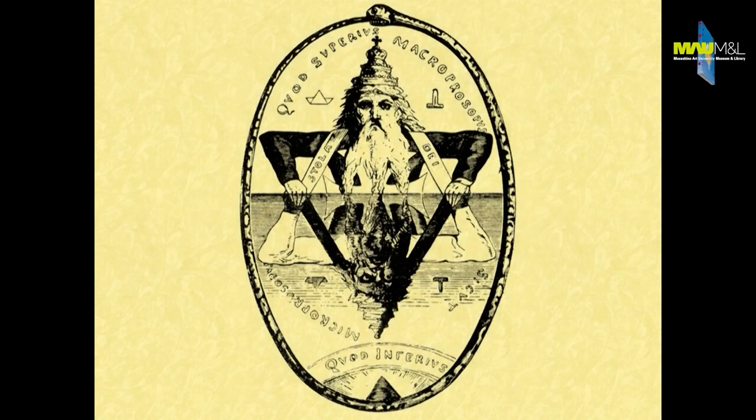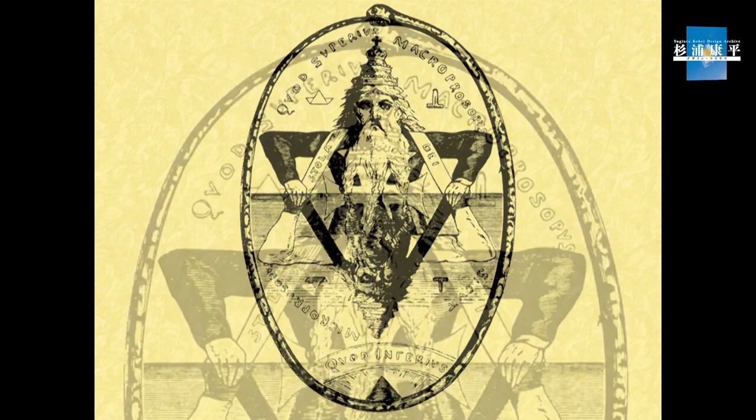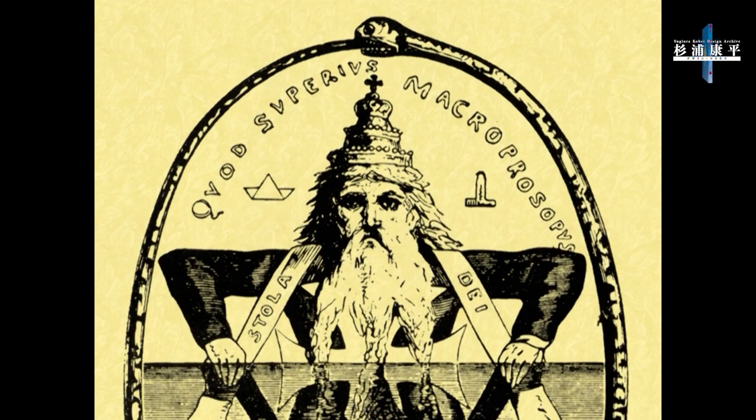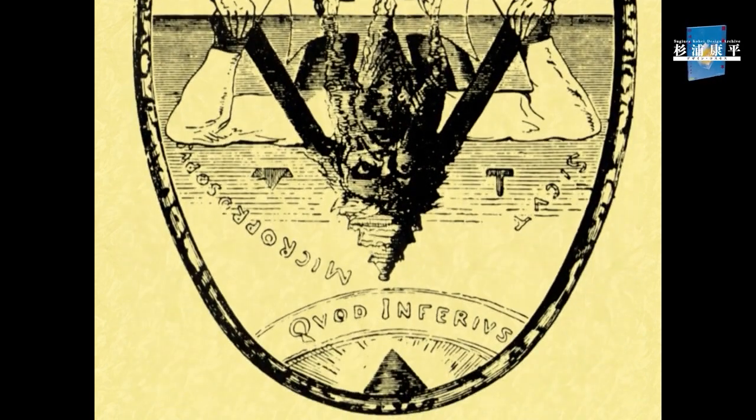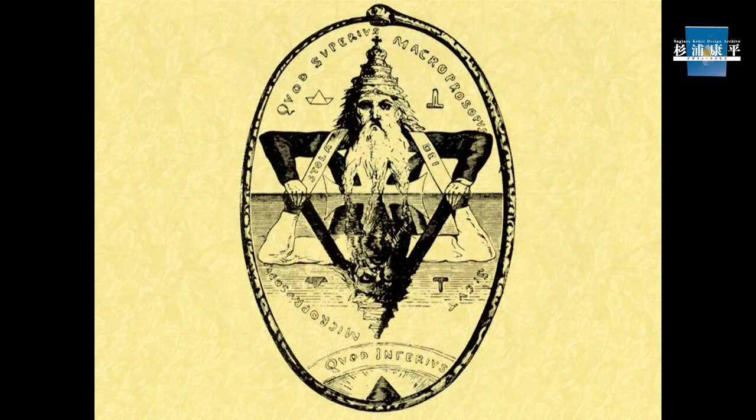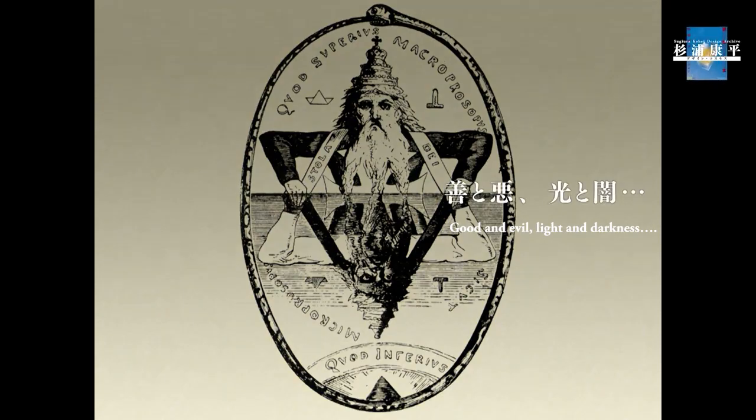On the other hand, in the Seal of Solomon, two figures appear in this symbolic image in which two triangles overlap. The face that appears on the top is the king of light, and the face that appears below in the darkness, with a face like Cerberus, is the king of darkness. The two emperors symbolize the opposite principles of good and evil, light and dark.